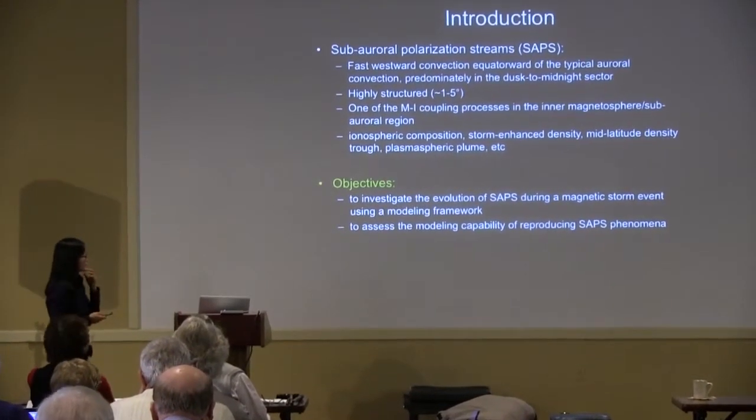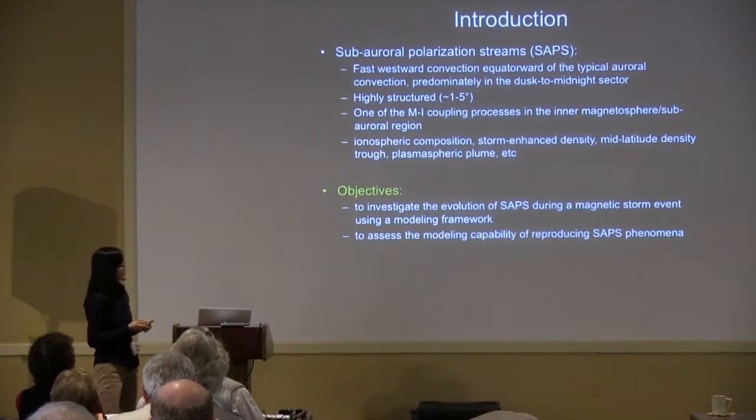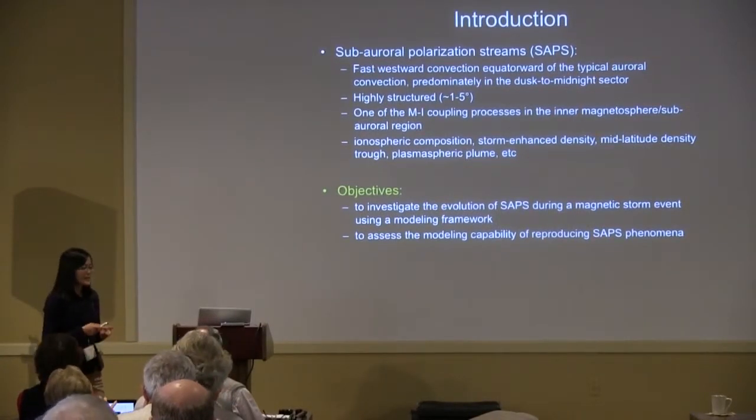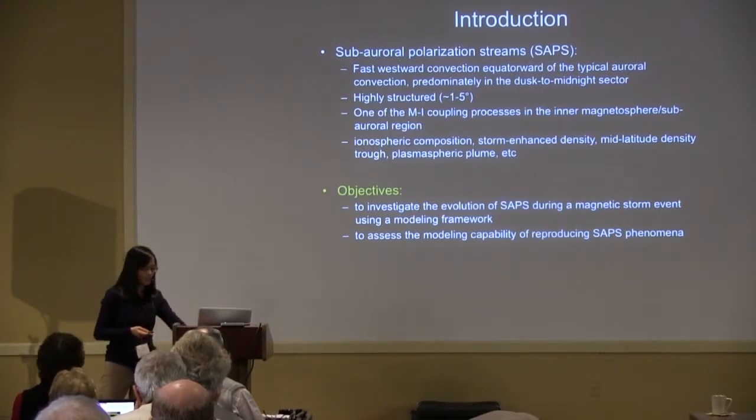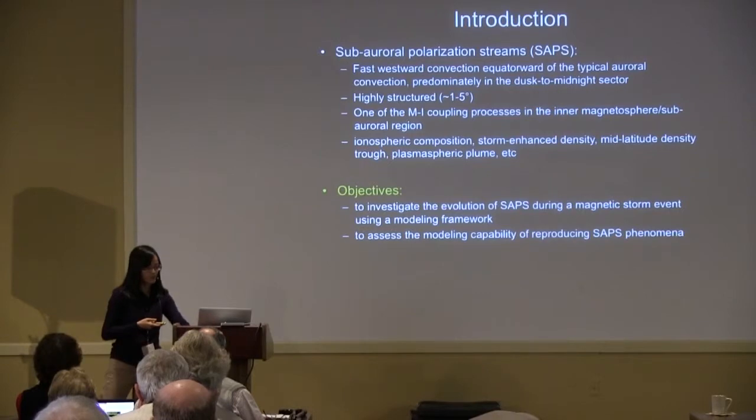This study is to investigate the evolution of the SAPS in both the ionosphere and the inner magnetosphere during a storm using a modeling framework. We also want to assess the modeling capability of reproducing this phenomenon.